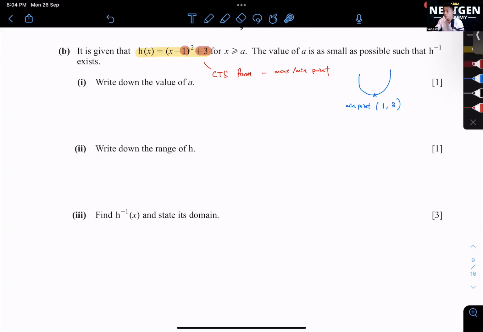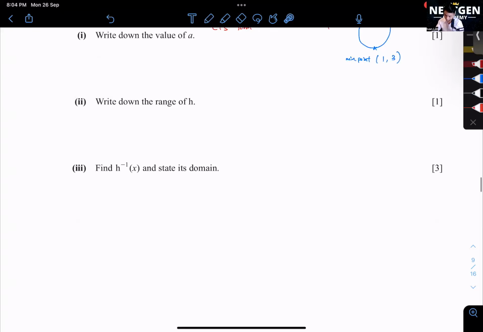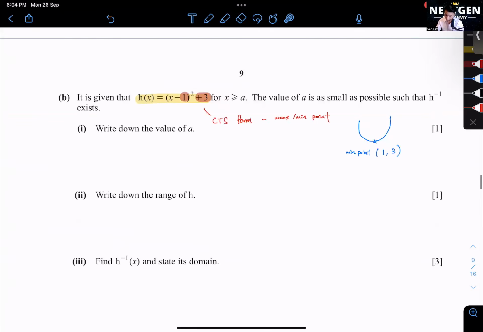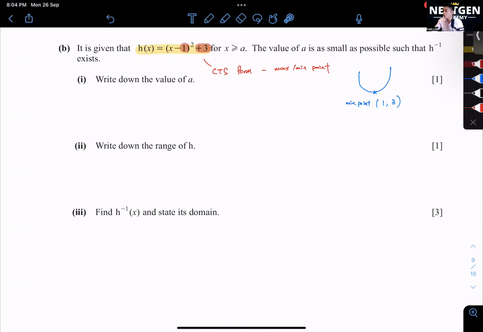Okay, wait. Let me see. This is what question? Question 6 already. Okay. I saw many of you wrote another value.